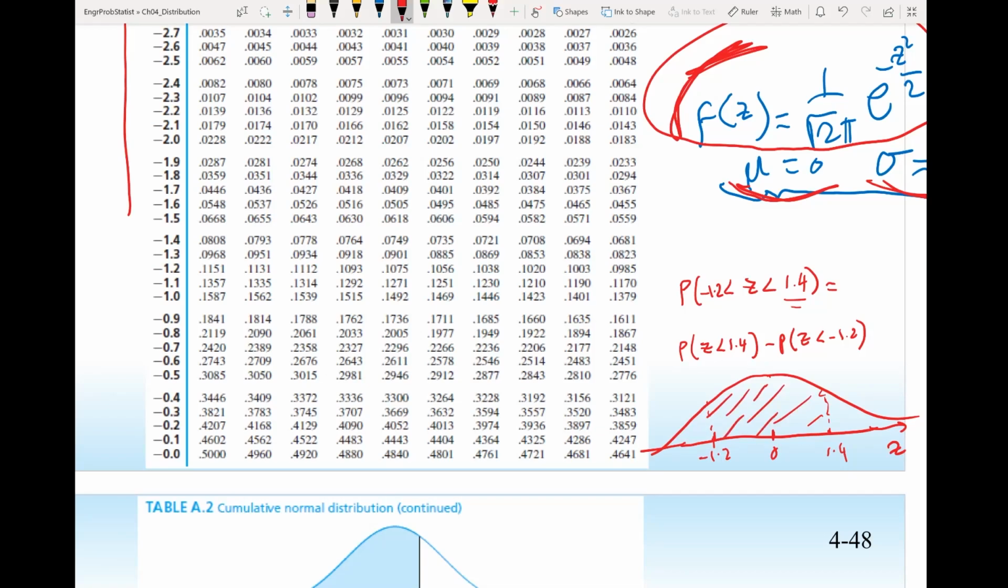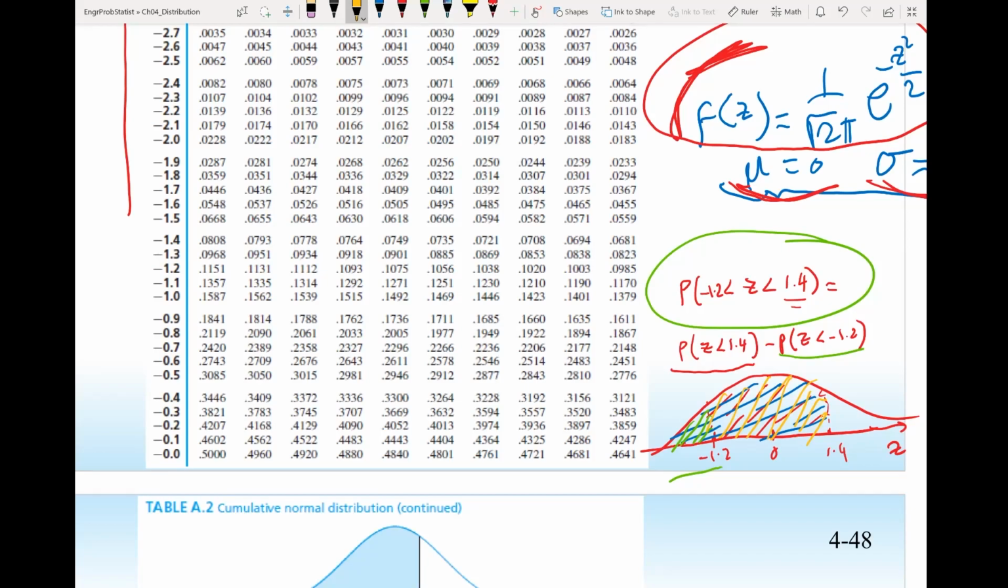So I am asking for this area. It is the same as the probability z less than 1.4, so that means all this area here, minus the probability z less than minus 1.2. Minus 1.2 is here, minus this area. So if I take the blue area minus the green area, I will get the desired probability, which will be this one. And I can find this from the table as follows.